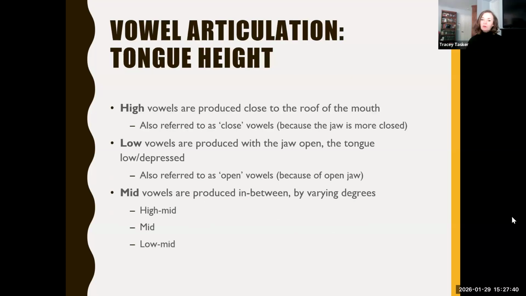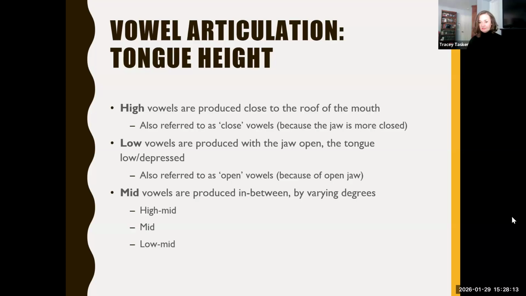All right. We also want to think about where our tongue is in our mouth. Okay. So with high vowels, you can feel your tongue touching the roof of your mouth. They're sometimes referred to as closed vowels because the jaw is more closed. Look at my mouth when I say E. It's not wide open, right? Try to make the E sound with your mouth wide open. Yeah, it's going to be all distorted if you try to do that.